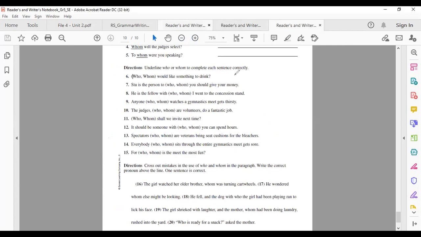Read the sentence. She said whom. Did you read the sentence, Jude? Yeah. Who would like something to drink? Okay, so what do you think we should choose? Who or whom? Whom. We should choose this one. Why? You choose whom, but why?